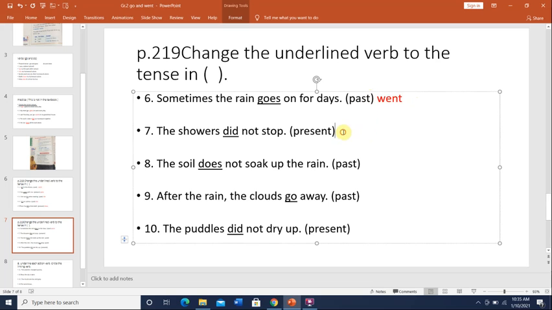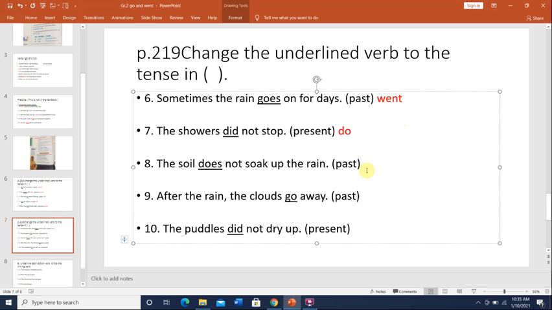Very good. Number 7, the showers did not stop. Here showers means the rain. The showers did not stop means a lot of rain was falling. Okay, we want to change the verb did, which is in the past, to the present. It says the showers. Here is plural because there's an S. So in the present tense, what do we write? Do or does? When it's plural, we write do. The showers do not stop. Okay, we write do because the showers, the subject, is plural.